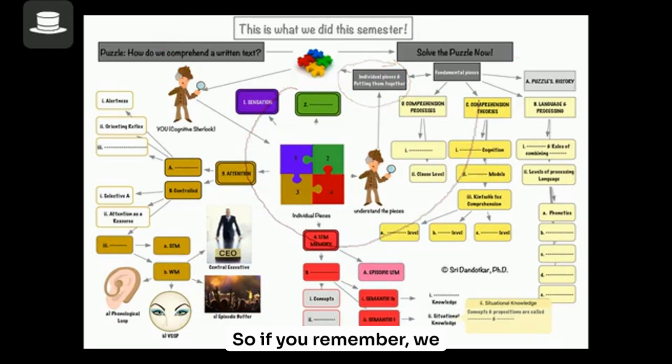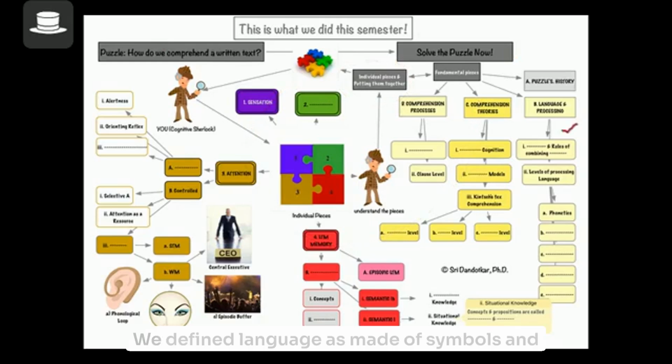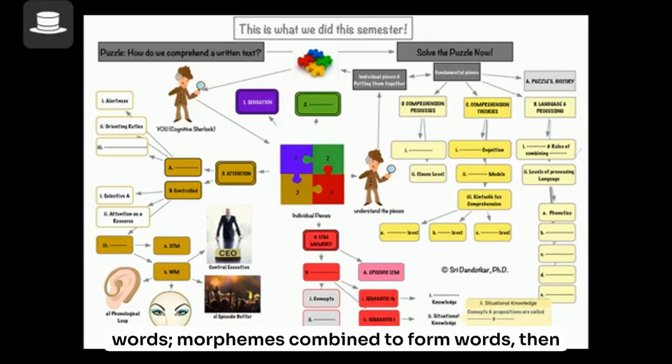So if you remember, we started with understanding language. We defined language as made of symbols and rules of combining symbols, different kinds of symbols, starting with the smallest symbol of sound, the phoneme, then morphemes, some of which are words, morphemes combined to form words, then phrases, clauses, sentences, paragraphs, and so forth.